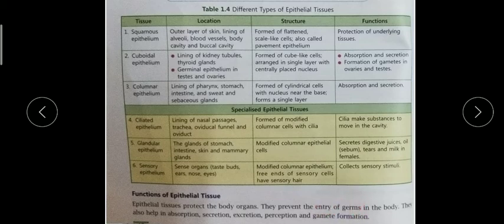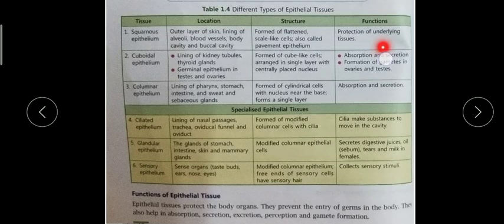If we get any cut or wound, then only can bacteria or any germs enter into our body. Otherwise they will not enter, because skin, which is epithelial tissue, protects us from the entry of germs. They also help in absorption of nutrients, secretion, excretion, perspiration, and gamete formation. So you can read this.